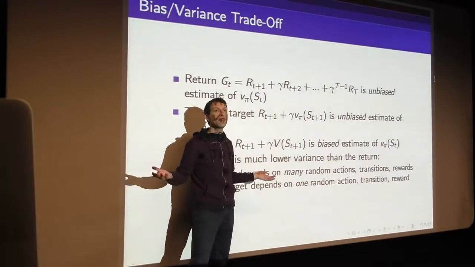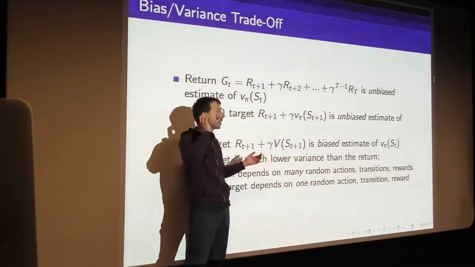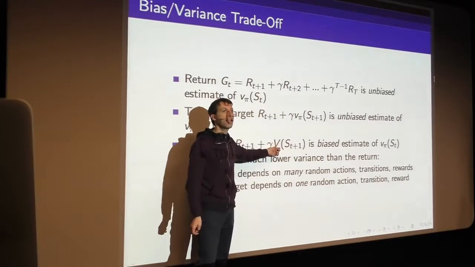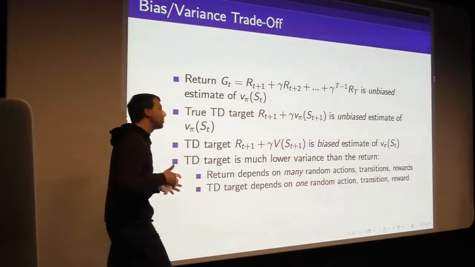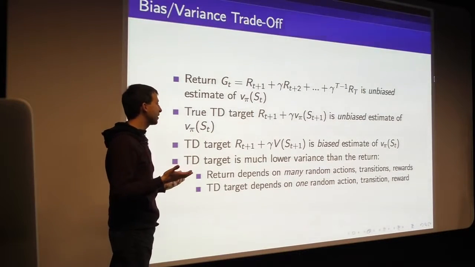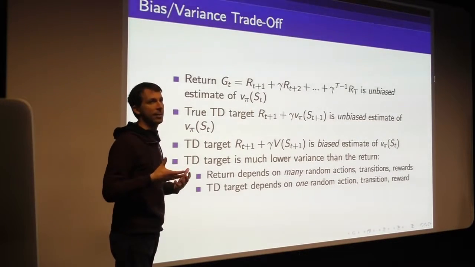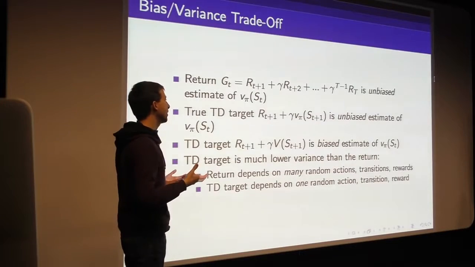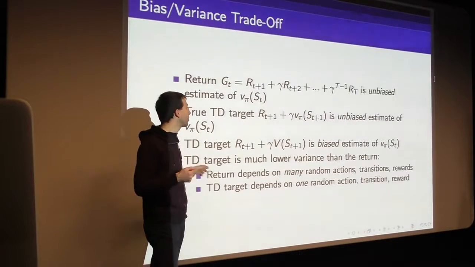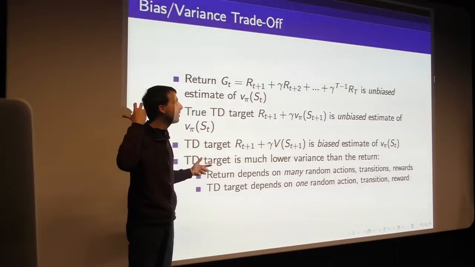Like this estimate could be anything. I could be wildly wrong. I could initialize with some crazy value for this thing. So we introduce bias into our estimate, into our target, but we reduce the variance. So the TD target is biased, but it's much lower variance than the return. So intuitively, why is it lower variance?